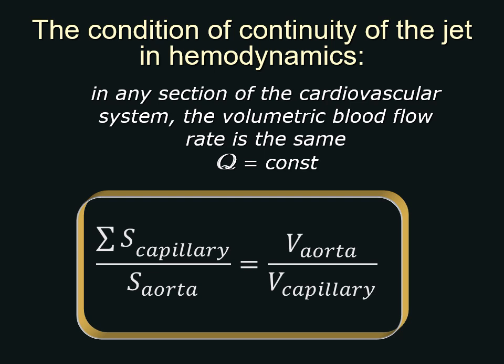elasticity of the tubes are not included in the continuity conditions for hemodynamics. In other words, we assume that the tubes are absolutely rigid, not elastic, and therefore the conditions of continuity of the jet are only approximately applicable to the real circulatory system of a person. It is performed exactly on shorter sections of the vascular system, but in general it is performed approximately.